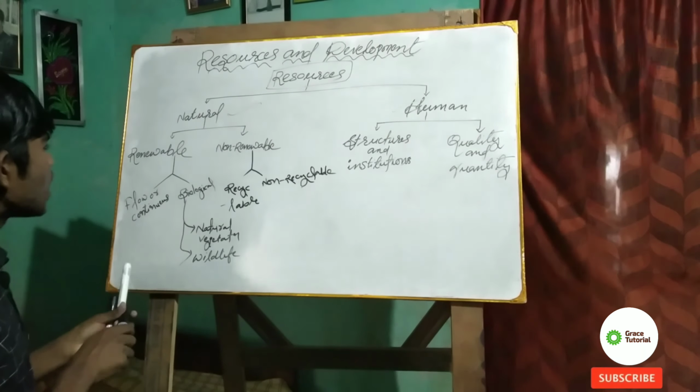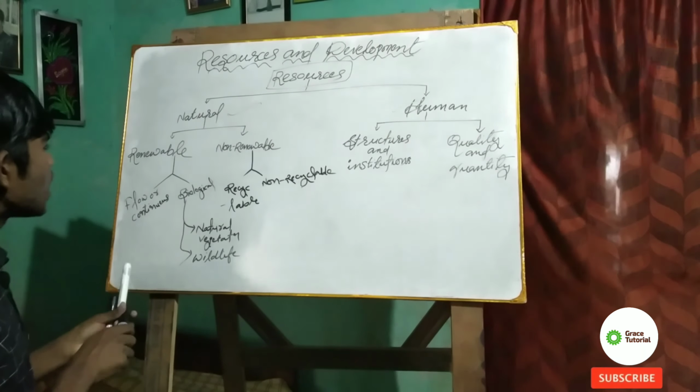So what do you mean by non-renewable resources? The resources which cannot be renewed, or cannot be reproduced, or cannot be replenished are known as the non-renewable resources. Well, the non-renewable resources have been further divided into two types. One is the recyclable non-renewable resources and number two, the non-recyclable resources.